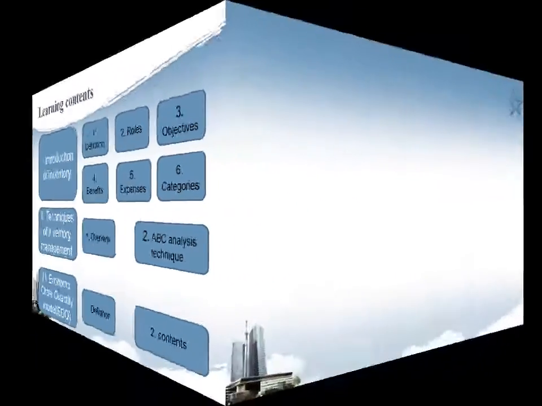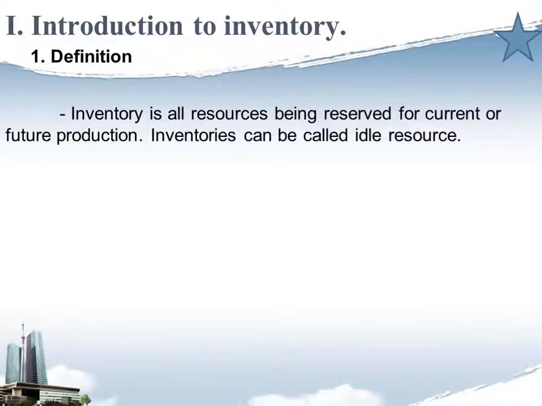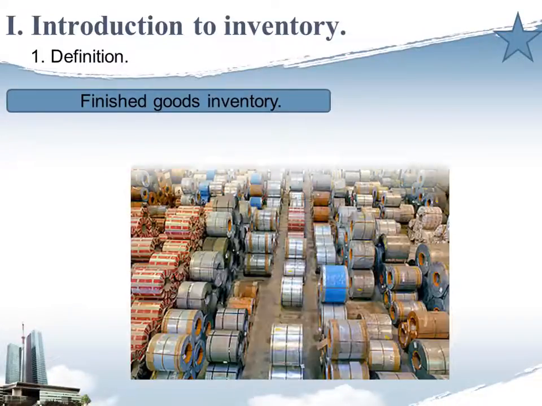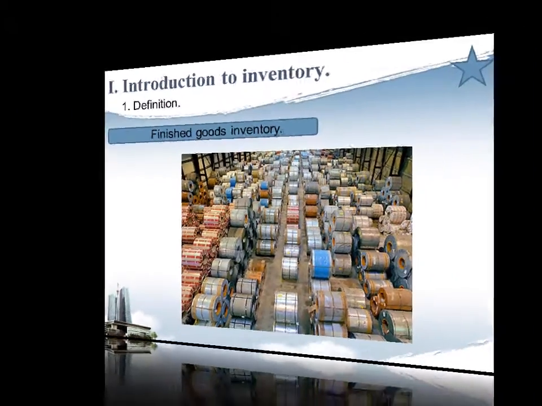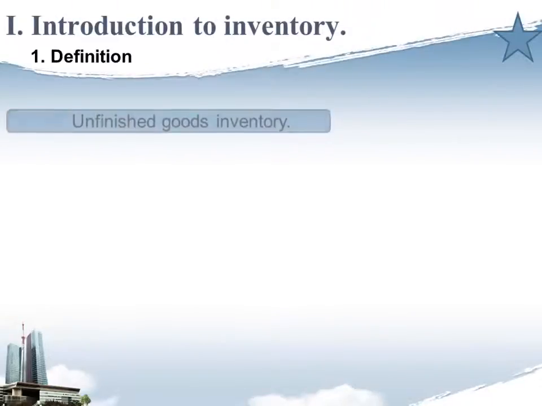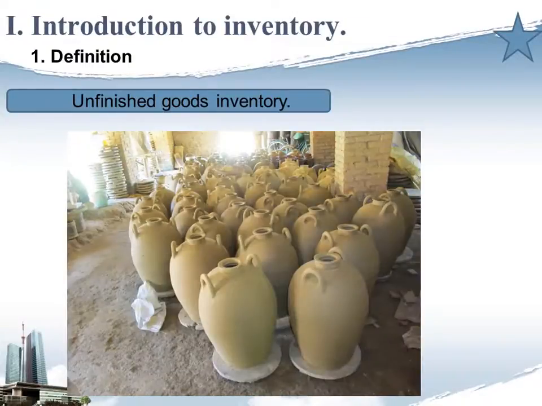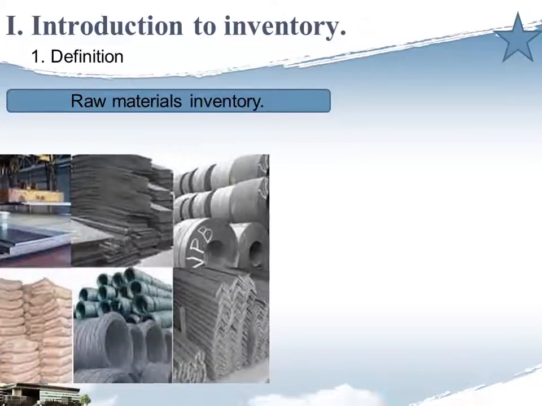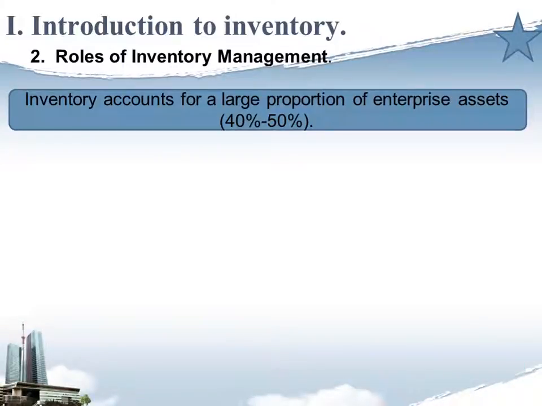First, introduction to inventory. The definition is that inventory is resources in reserve for current or future production. Inventory can be called idle resource. Finished good inventory: in the picture below, you can see it in the warehouse. And this is about unfinished good inventory. Raw material inventory: this is about steel and aluminum.